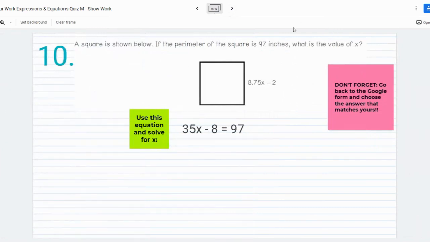Question number 10. We have a square. If the perimeter of the square is 97 inches, what is the value of x? The one thing you know about a square is all four sides are the same. So I went ahead and took the 8.75 times x minus 2, and I added it up and simplified it to 35x minus 8, and we know that that's equal to 97. So now your job is to figure out what x is.